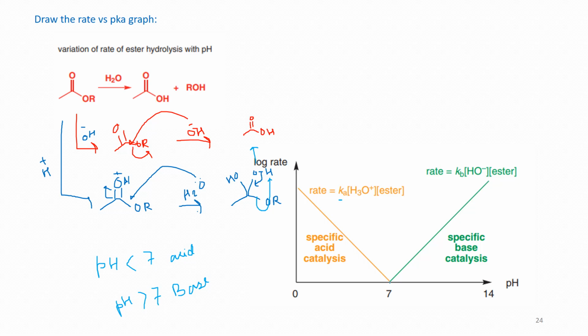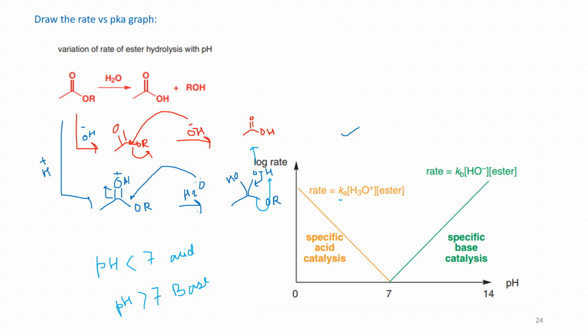Now after 7, if we are moving toward 14, there is no such acidity remaining. After 7, the only property is basicity. So now it is enhancing the basicity of the reaction mixture. As much as the basicity increases, the rate of the reaction increases.